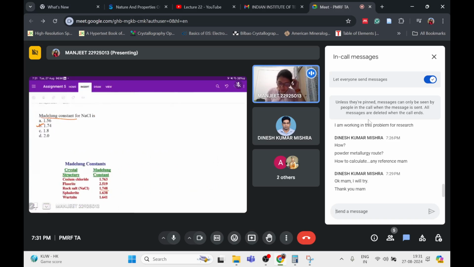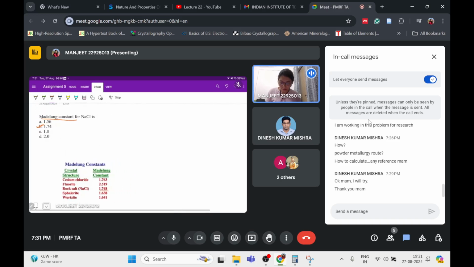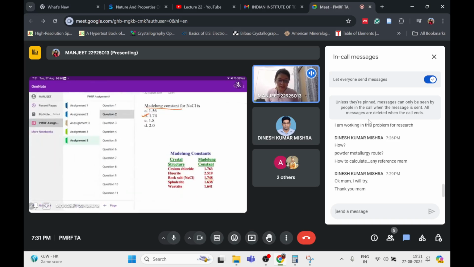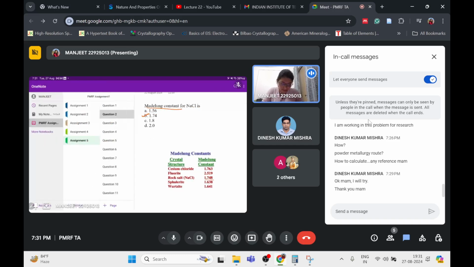For the standard crystals, I have already mentioned it here: for cesium chloride 1.73, NaCl 1.78, and fluorite, zinc sulfide, wurtzite are given here. You have to remember these for the Madelung constant. The Madelung constant is defined when we calculate the potential energy of a single ion in a crystal. We consider the other atoms as point charges, with their distances and their charges. From there we calculate this constant, and it also represents the lattice energy of your crystal structure.